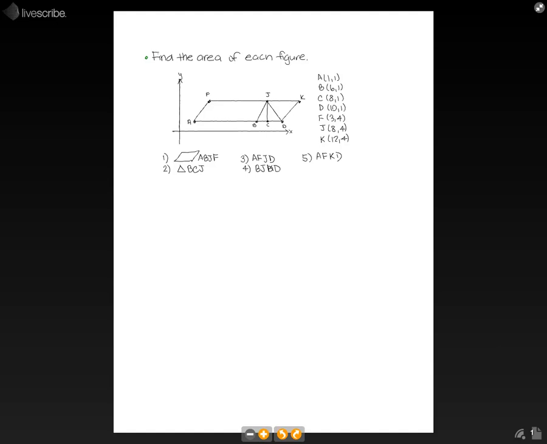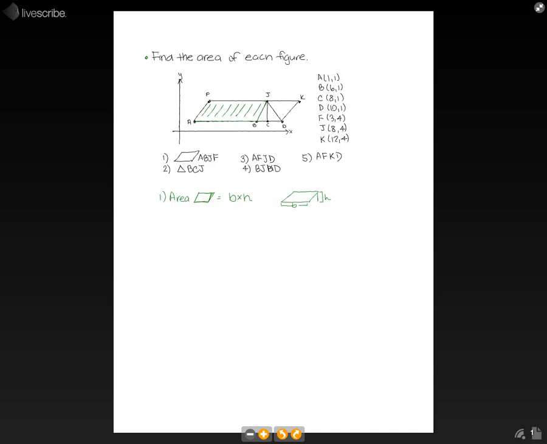The first thing we're asked is to find the area of the parallelogram ABJF. So that's going from A to B, up to J, and over to F. So it's the parallelogram that is shaded here. The thing to remember is the area of a parallelogram equals base times height, where height is the vertical height. So basically, if we have a parallelogram here, this is the base, and this line right here is the height.